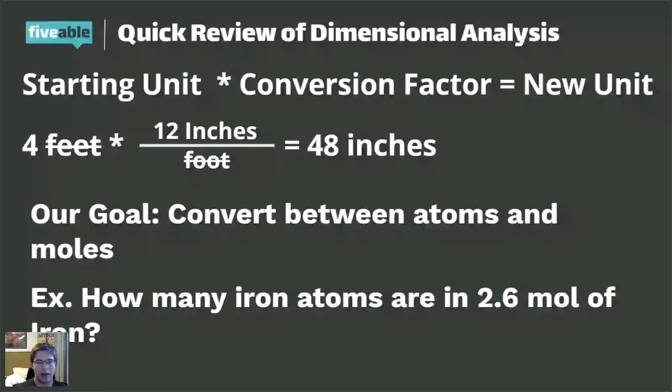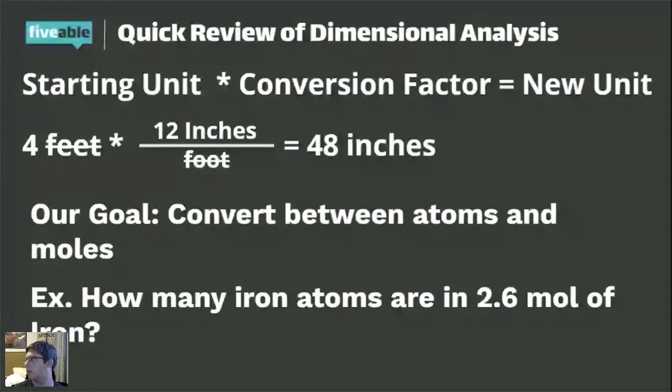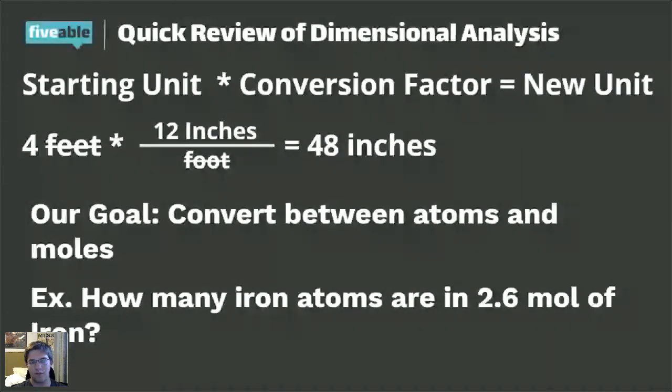So when we're looking at dimensional analysis, this isn't a formula, but the major way you set it up is that you have your starting unit times some conversion factor equal to a new unit. So if we're converting, let's say, 4 feet to inches, the conversion factor we're looking at is how many inches there are in a foot, right? And then these feet cancel out, and we're left with our new unit because of this conversion factor.